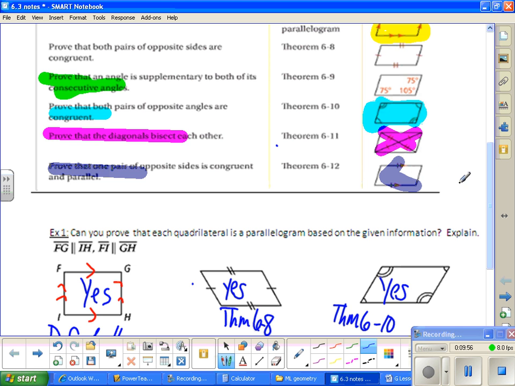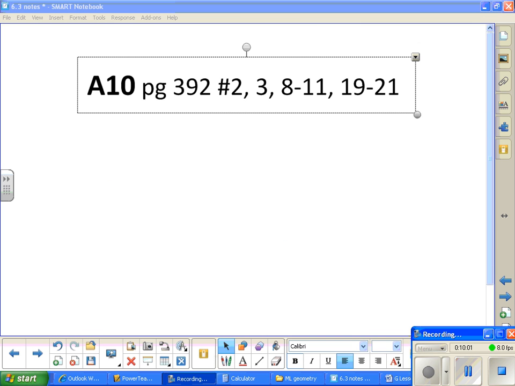Alright, so here's your assignment. This is 8.10, page 392. Numbers 2, 3, 8 through 11, and 19 through 21. Some of these may be equations problems where you have to use algebra to solve for x. So if you do, then go ahead and look at your notes, look at that box, look at the pictures, and it's going to tell you exactly how you should set it up.